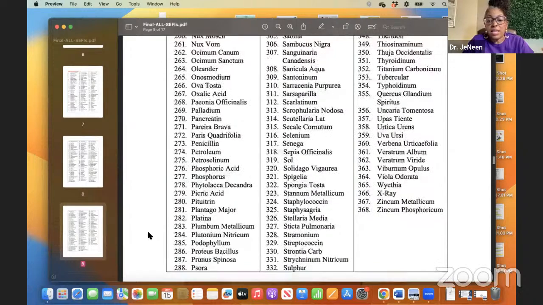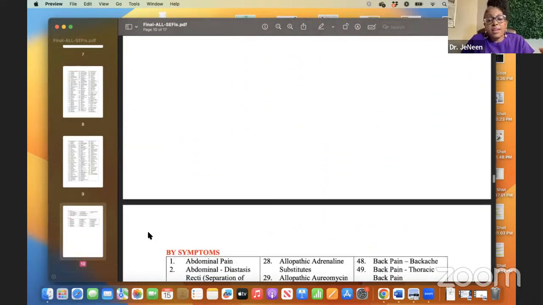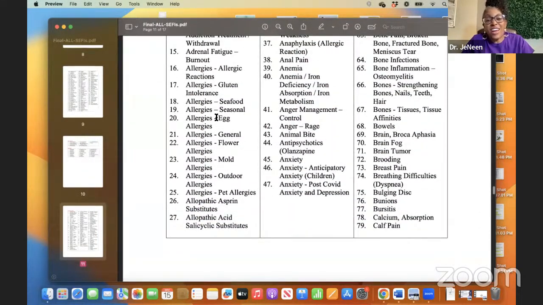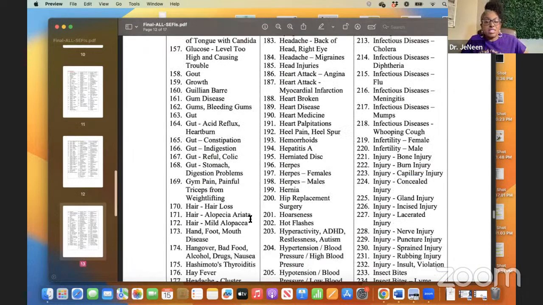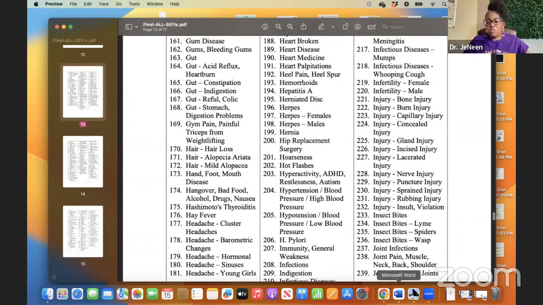It's just amazing. There's just so many different things. The list goes on and on and on. All kinds of allergies, general allergies, flower allergies, mold, pets, as you can see, I'm still scrolling. It's pages and pages and pages. All of this is at your disposal.